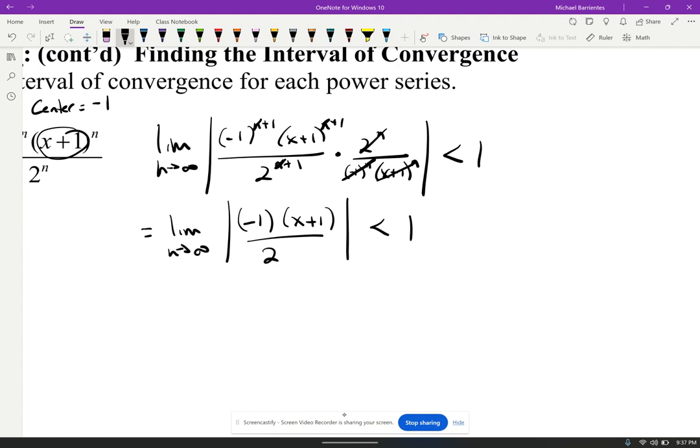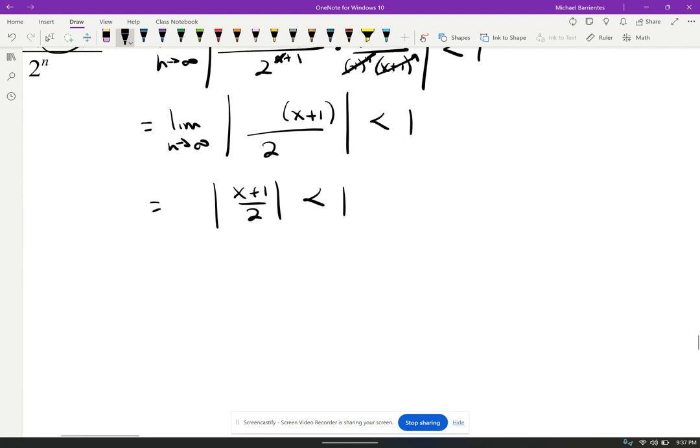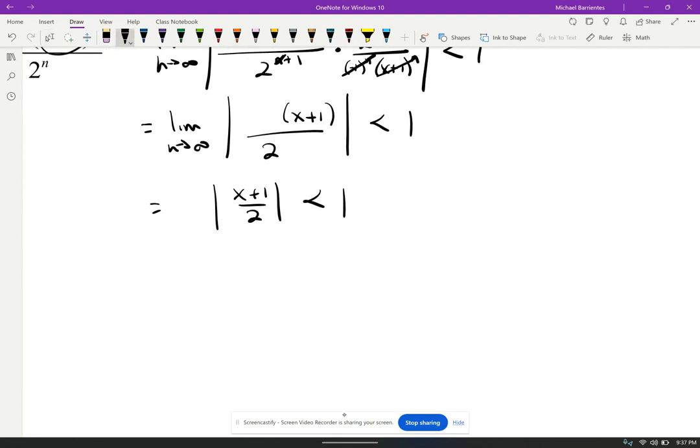I think I got everybody. Okay. Well, the absolute value of -1 is going to be +1, so I can make that disappear. And now I'm going to take the limit. As n approaches infinity, there are no n's. So therefore, I'm just going to take the absolute value of (x plus 1) divided by 2, and that's going to be less than 1. Well, when is that less than 1? Whenever -1 is less than the inside of the absolute value, which is less than +1.